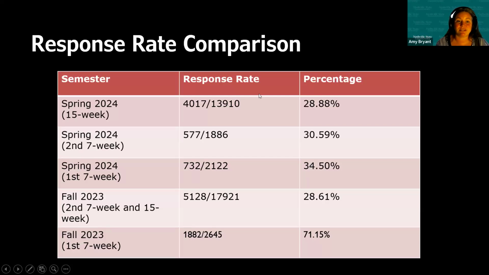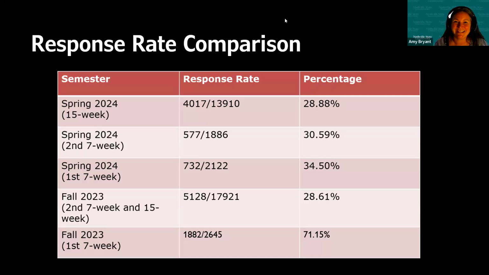Now, as we look at the other semesters, when we cut it off and made it where people didn't have to, response rate dropped to 28.61%. Our first 7 week and second 7 week in the spring had higher response rate than spring 15 weeks overall, which had a 28.88% response rate. So looking at this data, I think it's important for us to recognize as we go through and look at the data, we're getting between a 28.6 to 71.15% response rate from our students. Gracie, I see your hand.